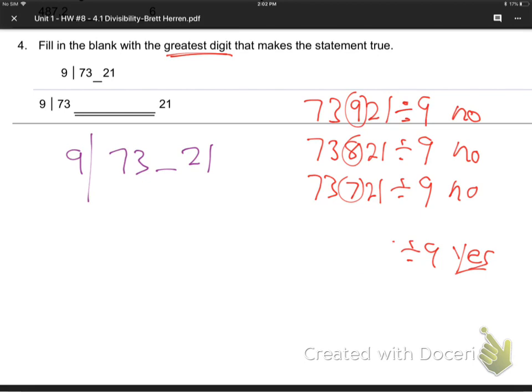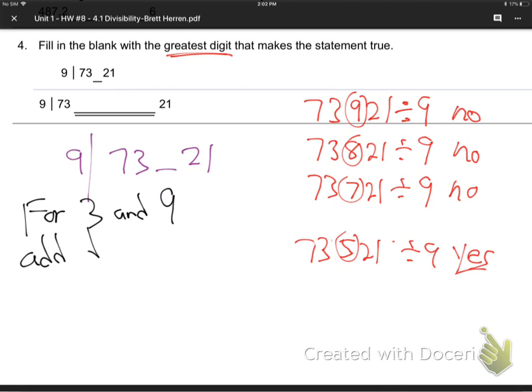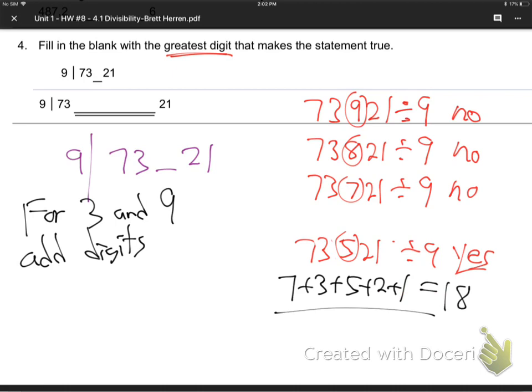Let me write this a little neater here. How do you know really quickly, rather than doing the whole long division in my head that fast? What's the trick for 3 or 9? Yeah, just add the digits. For 3 and 9, add the digits. Meaning, like 7 plus 3 plus 5 plus 2 plus 1. I'm just adding those numbers up, and that's 18. And 18 is divisible by 9, right? 9 goes in there 2 times perfectly.